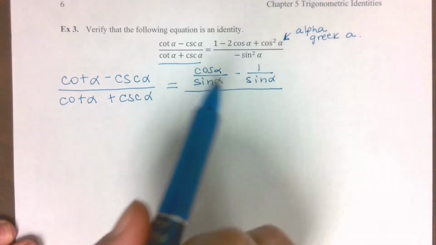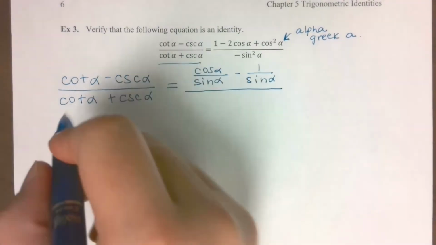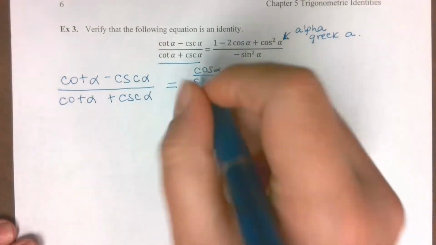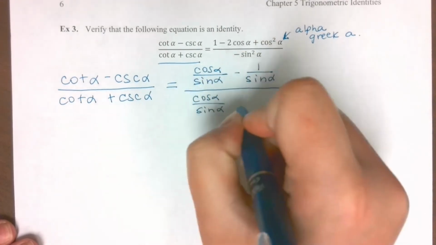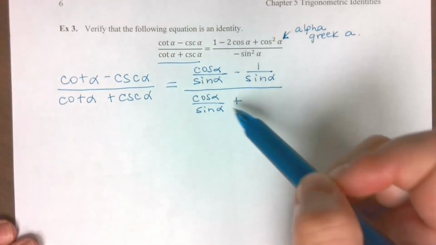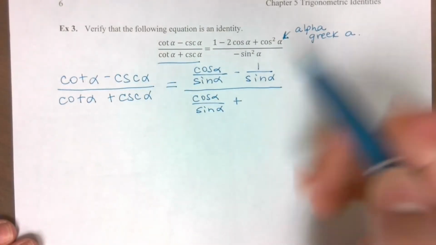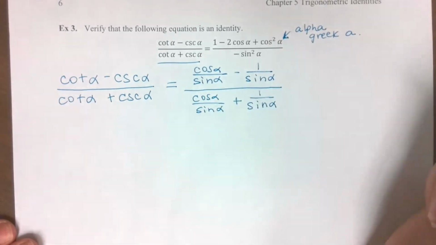Okay. Alright, so now we have our numerator. Let's talk about the denominator. So we have cotangent again, so we can rewrite cotangent of alpha as cosine alpha over sine alpha. And then here we have cosecant again, but we just have a plus here instead. So we have 1 over sine alpha.